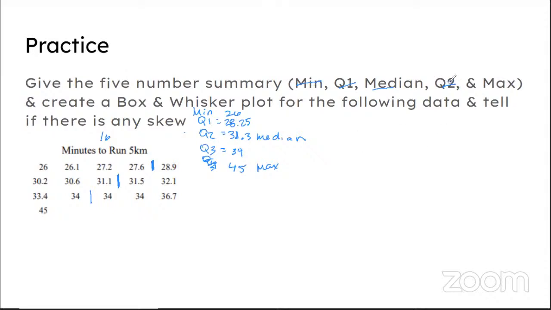Oh, that's supposed to say quartile 3, not quartile 2. Sorry about that, folks. Quartile 3, and max. So we do have all of their information. Now we need to create our box and whisker plot. And so this is going to go from 26 to 45. So let's see, 26 to 45 is about 20 pieces of information.